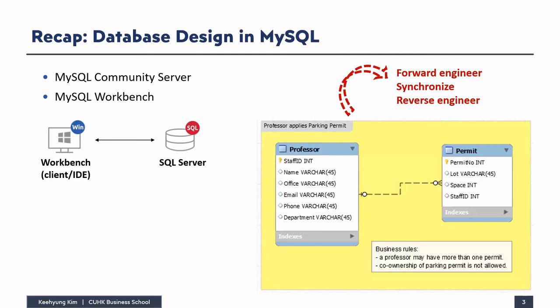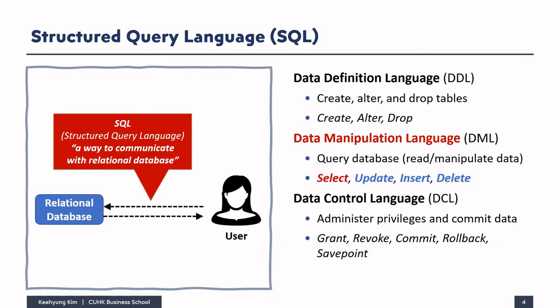So we used the MySQL Workbench to implement the database system, and we also covered how to do forward engineering to implement from the relational model, and synchronization. If we make any changes on the relational model, we can use that to update the physical implementation. And the reverse engineering, if you remember, that was basically when we have a database implementation but we don't have a relational model, then we can utilize that to know how the database is implemented.